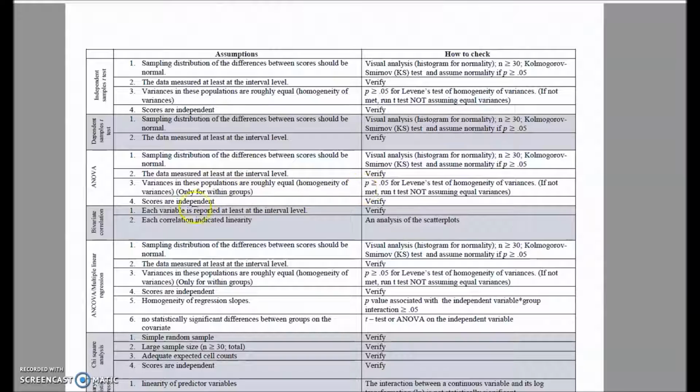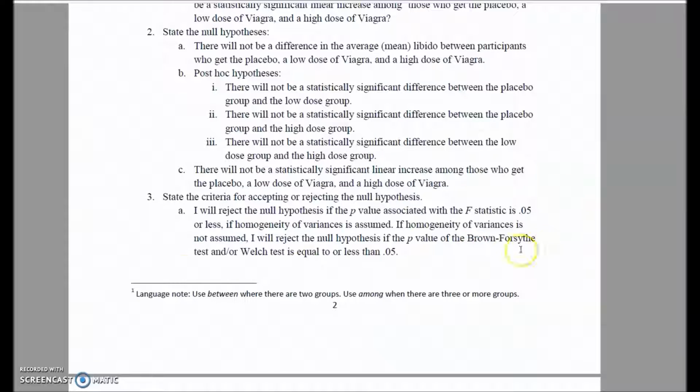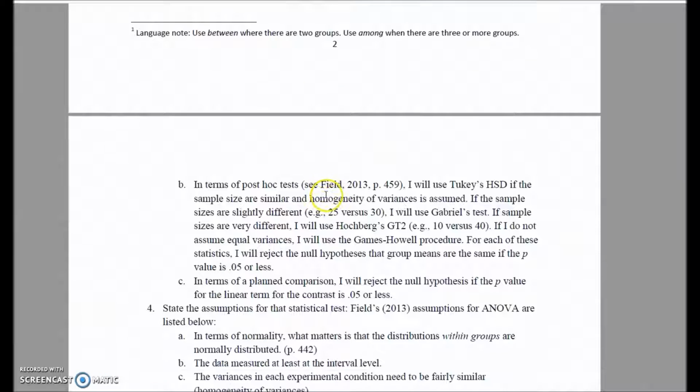And then here is the homogeneity of variances and the scores are independent. And so if these assumptions are not met, we do what is called the Brown-Forsythe test and the Welch test. Okay. And so we are not going to do those tests. We are only going to go through the statistics with one-way ANOVA when the assumptions are met. Okay. So let's go down.